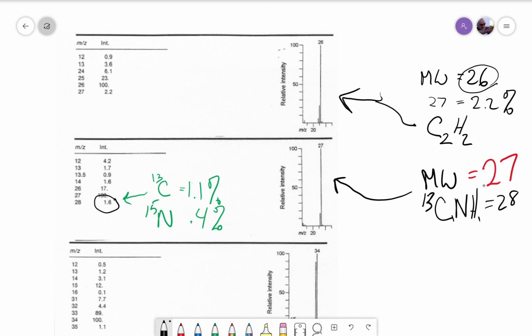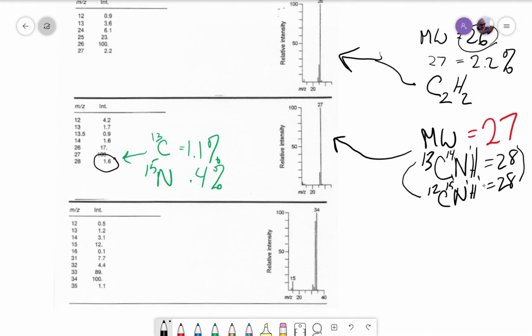C13, N14, H1, or C12, N15, H1. That peak is a combination of the 2 different isotopes that add up nominally to 28. Both of these isotopic empirical formulas create a total peak of 1.6%. The empirical formula, of course, is HCN.